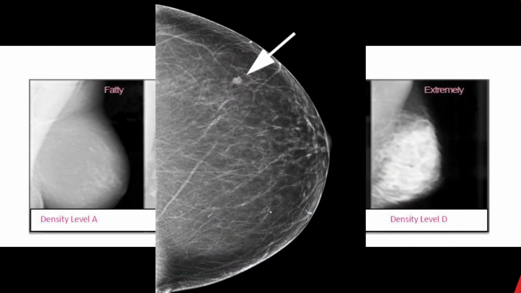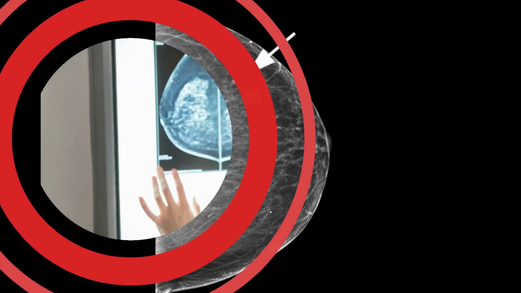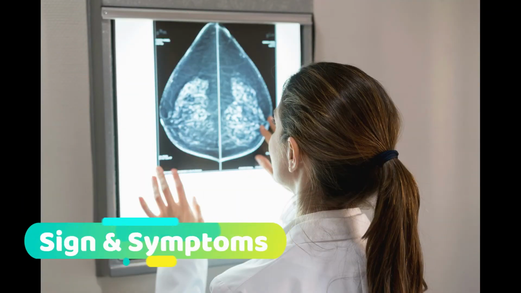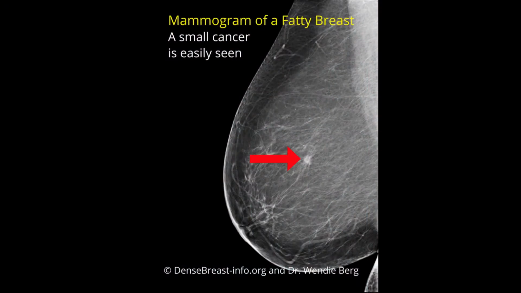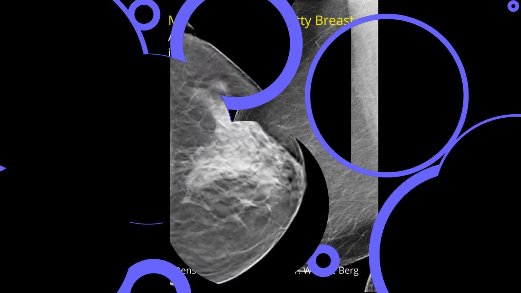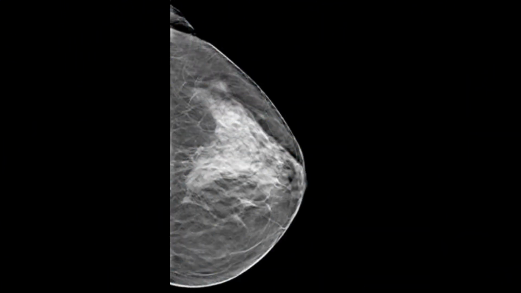Mammograms. Dense tissue can hide cancers. Fibrous and glandular tissue looks white on a mammogram. So does a possible tumor. Because it's hard to tell the difference between a tumor and dense breast tissue on a mammogram, a small tumor may be missed.